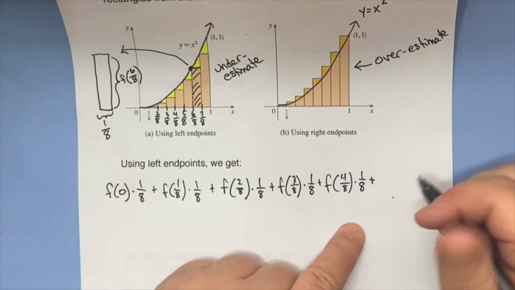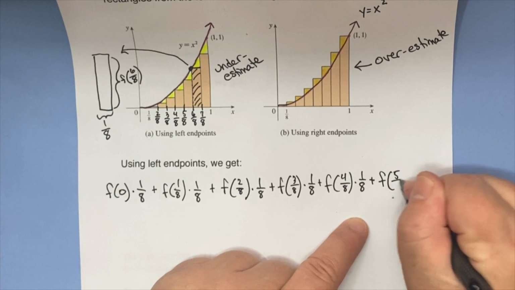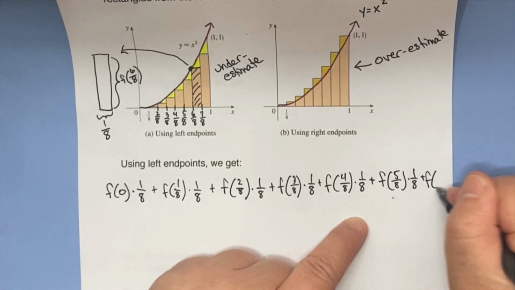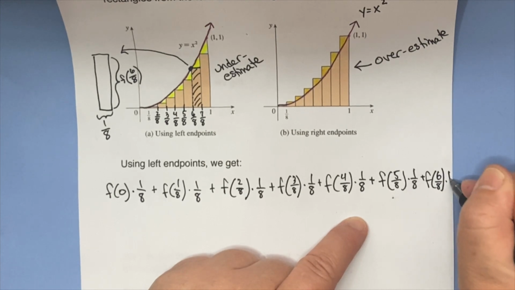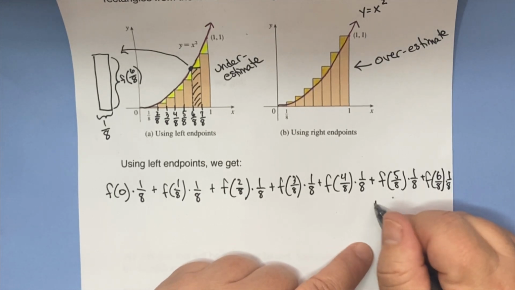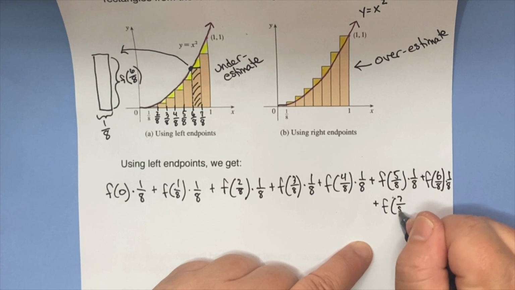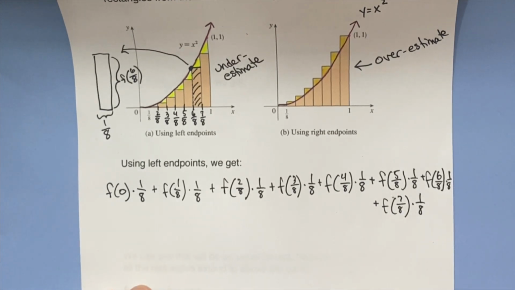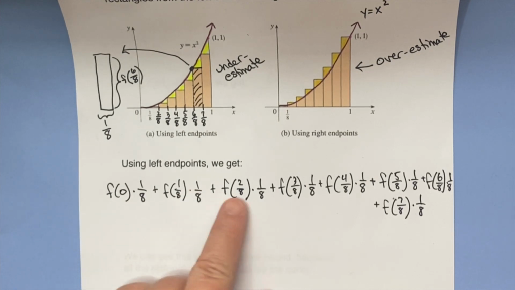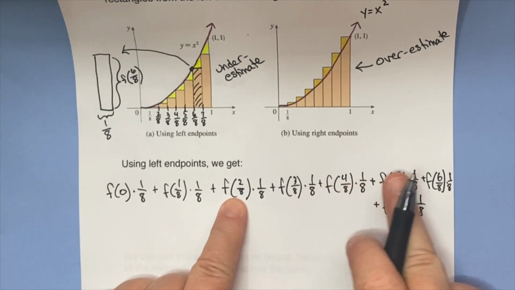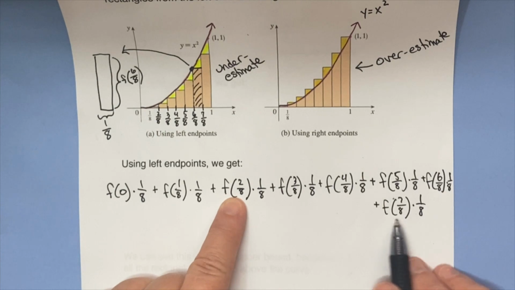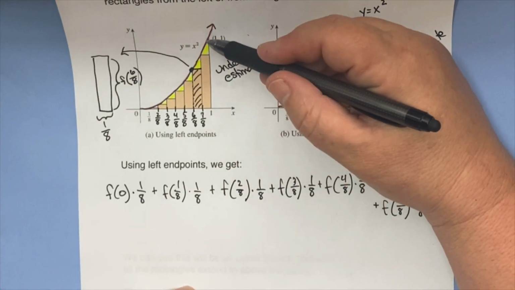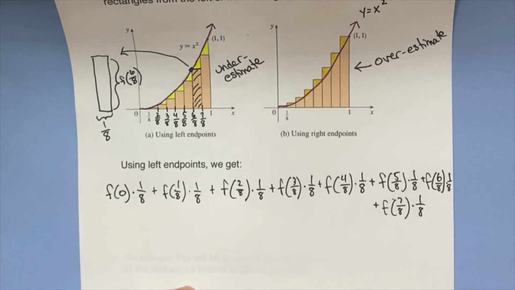Plus, we're almost there, f of 5/8 times 1/8. Plus f of 6/8 times 1/8. Plus f of 7/8 times 1/8. Now, let's take a look. Box 1, box 2, box 3, box 4, box 5, 6, 7, and 8. Now, why don't I have to do 8/8? 8/8 or 1 is on the right-hand side, so I'm not going to do that.